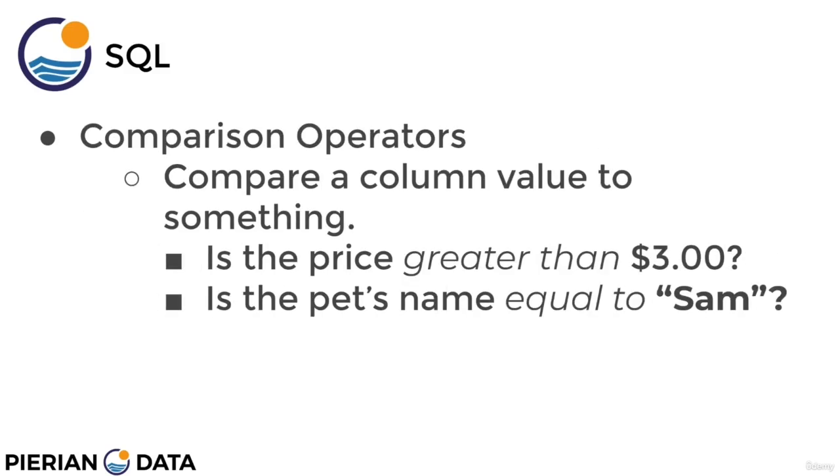So we first have the comparison operators, and the comparison operators allow us to compare a column value to something, essentially allowing us to answer questions or queries such as, where is the price greater than $3? Or where is the pet's name equal to Sam? So those kinds of statements of greater than or equal to or less than, those are the comparison operators.